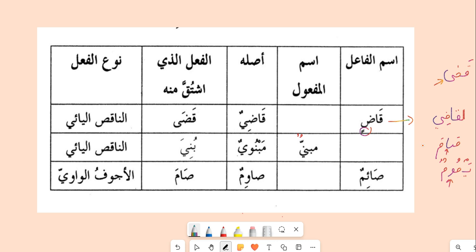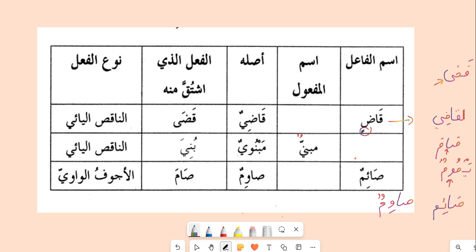Sama yasumu, صائم. So ismun fa'il will be صائم. And this Hamza changes. Why? Because the original one was sawimun. So the waw gets deleted and Hamza comes in. Remember, it will change to Hamza like na'imun or sa'imun.